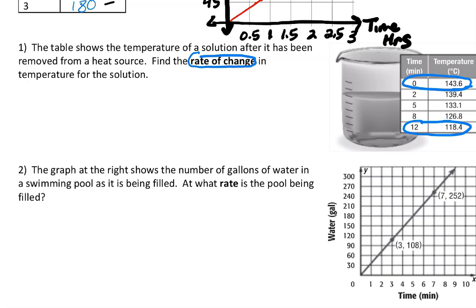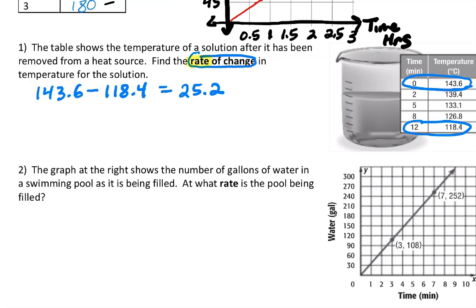Well, it went from 143.6, and then it ended at 118.4. So subtracting these, we would get 25.2. So the temperature has changed 25.2, but we need it to be a rate. And a rate is going to be how many degrees did it drop in how much time. So it's dropped 25.2 degrees in 12 minutes.